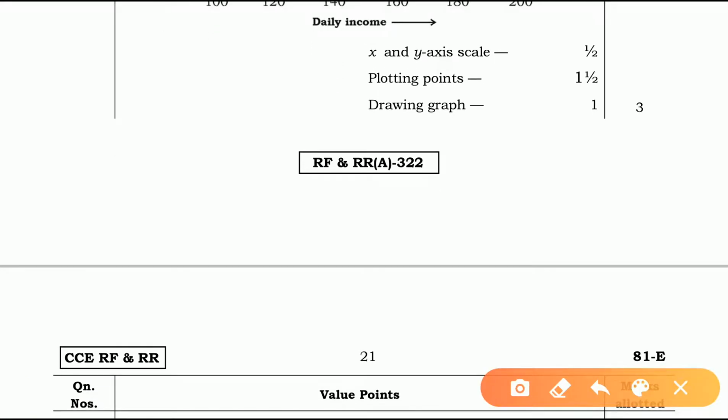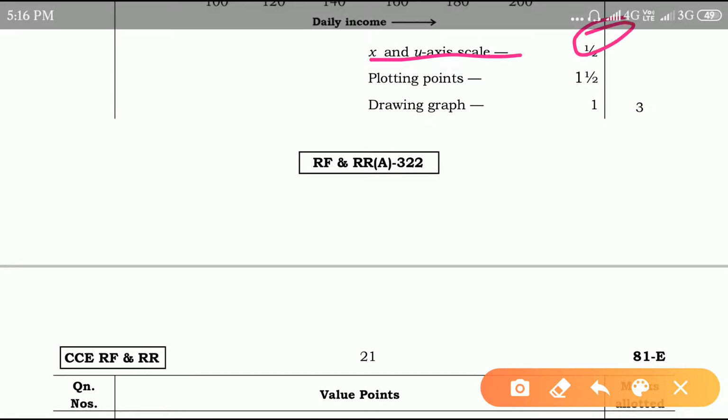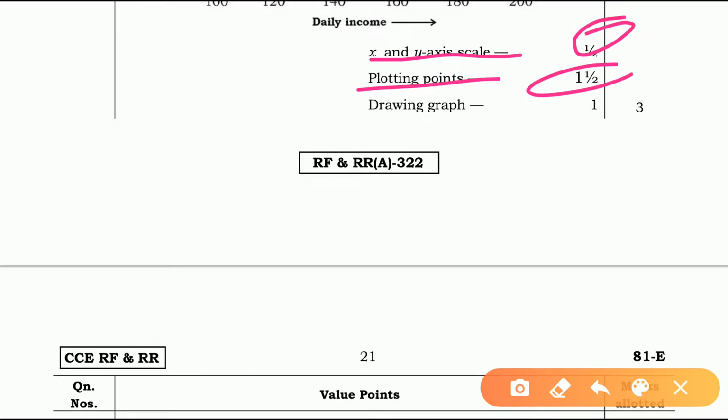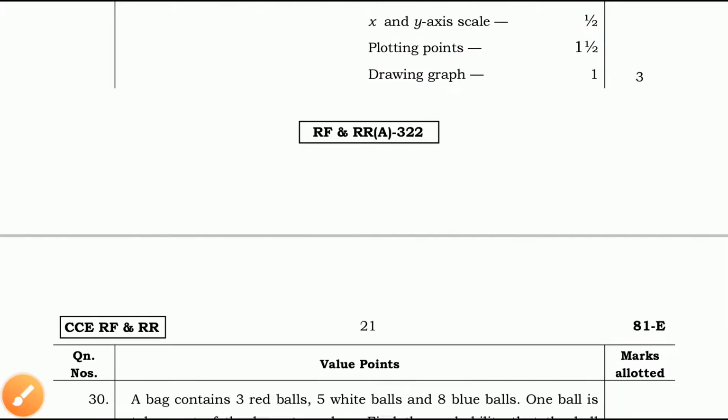Here by using the appropriate scale, the x and y axis scale is half, and plotting the points is 1.5 marks. Then drawing the graph, we award 1 mark, total 3 marks for the question.